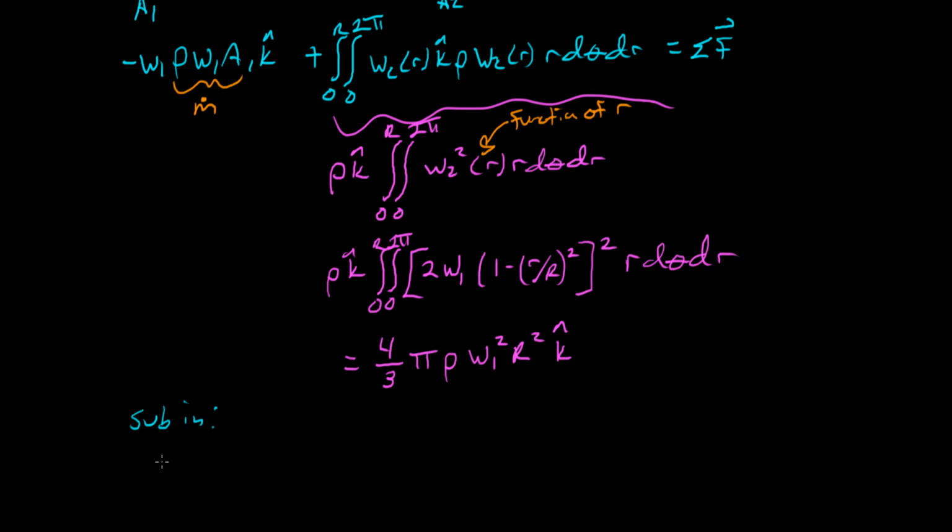conservation of momentum telling us minus m dot times W1 k hat plus 4/3 times pi times rho times W1 squared times R squared times k hat. That's the two integrals, and that has to equal all the forces. Let's go ahead and get those right.